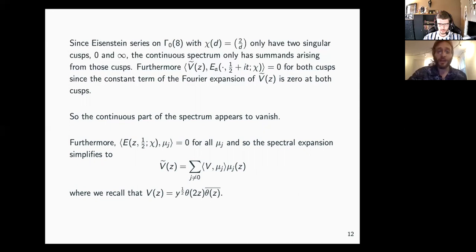So when we look at the spectral expansion of our V tilde of Z, the only part that survives is the part that contributes from our original V of Z, the part that wasn't in L2, integrated against these Maass forms. And it turns out that we can actually explicitly compute this, because we can let theta of Z, for example, be the residue of an Eisenstein series of weight 1/2, and then do our unfolding and then compute. This, however, got us into trouble.